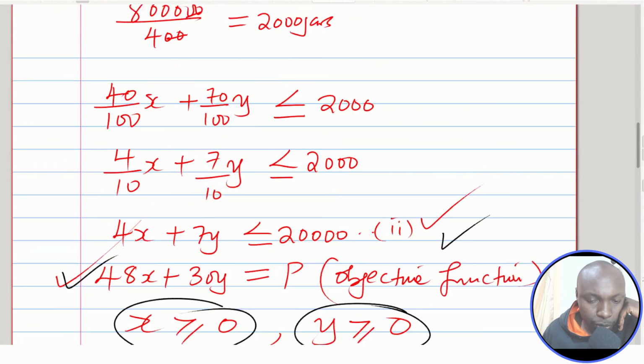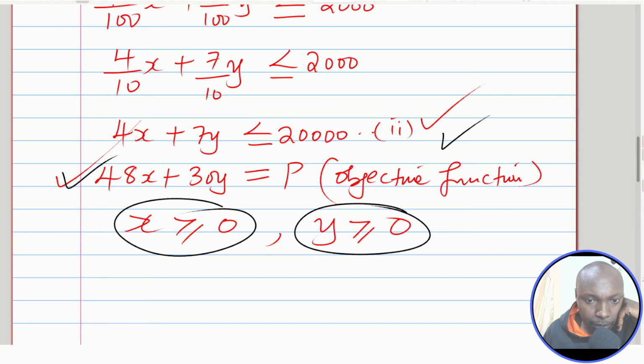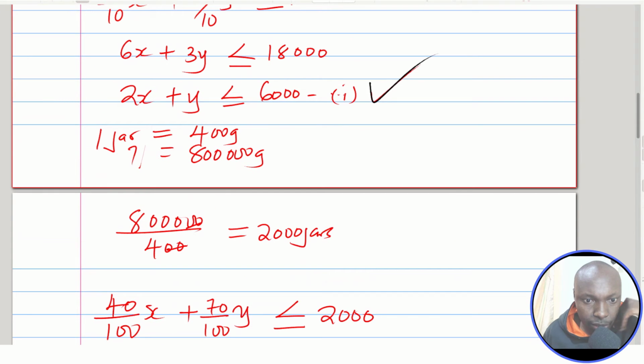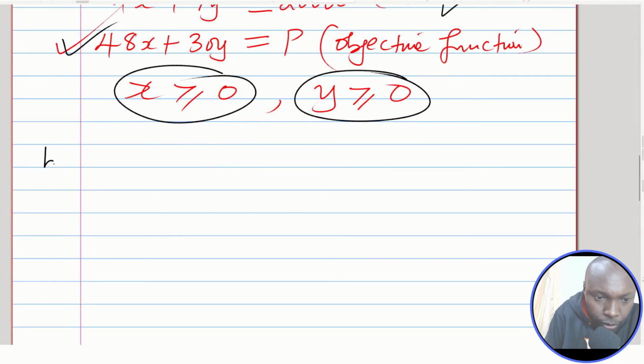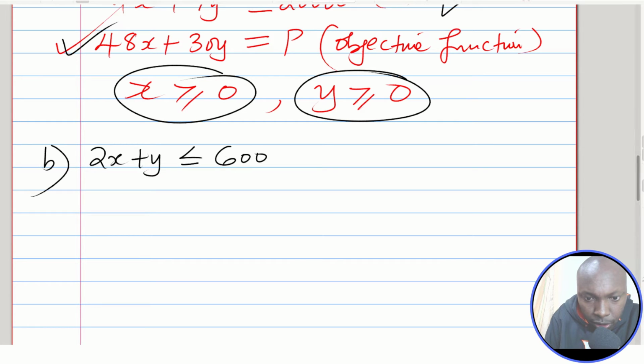So what are we going to use to draw the inequalities? The most important inequality that we're going to use is the first one, 2x plus y is less than or equal to 6,000. Now, to draw the graph using this inequality, we're going to treat this one as an equation of a straight line, and a straight line should be drawn by using any 2 points.